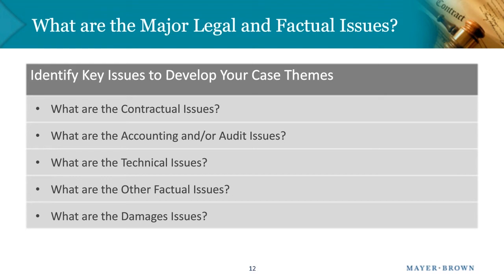Strategic decision number 3 centers on identifying the major factual and legal issues in the dispute. As Dara noted, most license disputes present a wide range of legal and factual issues. For example, there are often contractual issues that center on the meaning of disputed contractual terms. There are frequently accounting and/or audit issues. Almost invariably, a license dispute will involve some form of technical issues, as well as other factual disputes, and of course, there are damages issues.